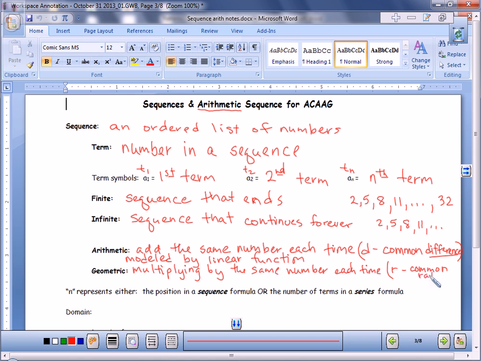Now, since we're multiplying by the same thing every time, like when we had those problems we just did when we were doubling something or taking half every time, how can it be modeled? Good. It is modeled by an exponential function.